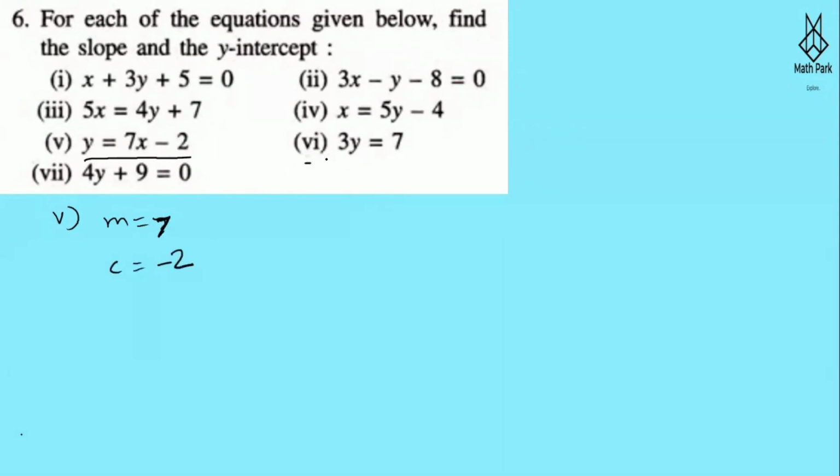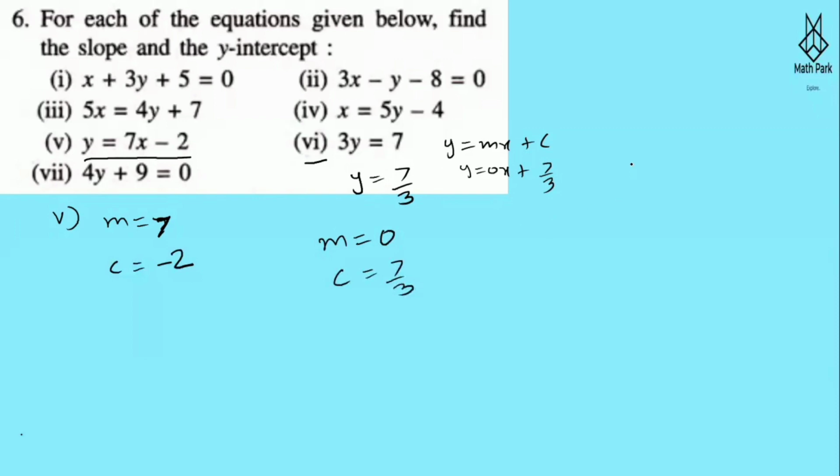For the sixth one, we have y is equal to 7 by 3. If I have to write it in the form of y is equal to mx plus c, since you don't have the x term here, this is going to be y is equal to 0x plus 7 by 3. So you get slope is equal to 0, and your y-intercept c is equal to 7 by 3.